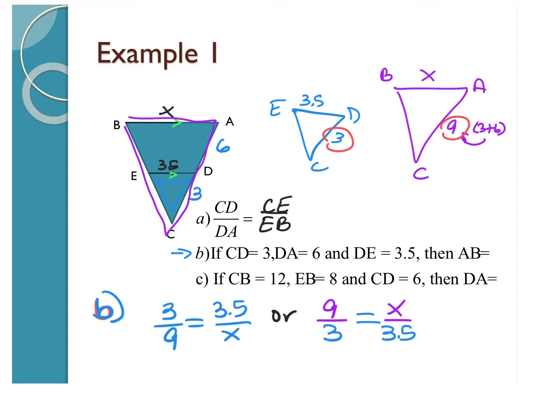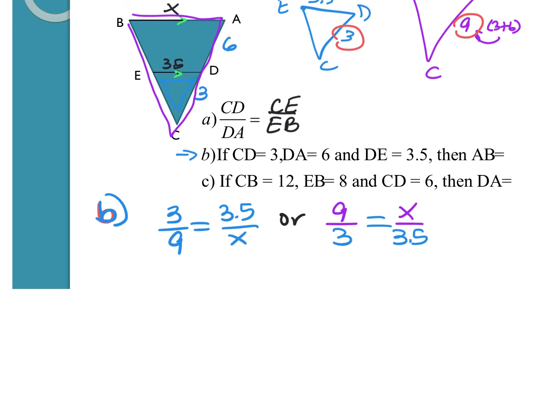Okay. When I go to solve these, if you want to simplify this ratio first, you can, or you could work with it as is. So let me do the one on the left. I'm going to work with it as is. I get 3x equals 31.5, divide by 3, and x equals 10.5.